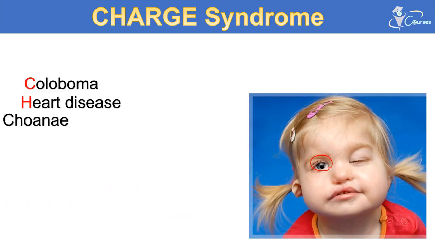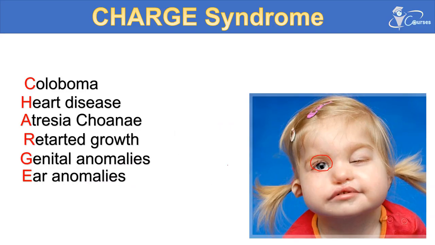So C is for coloboma, H for heart disease or heart problems, A for atresia or choanal atresia. Those patients will have choanal atresia in the nose. R for retarded growth, G for genital anomalies, and E for ear anomalies. Okay, so if they ask you in the exam what the associations of CHARGE syndrome are, you now know the elements of CHARGE syndrome. Okay, clear?